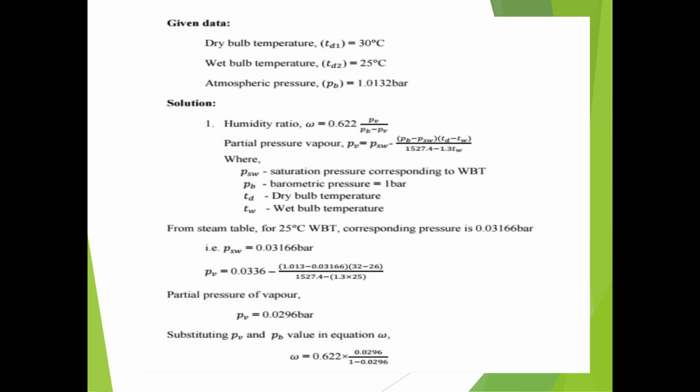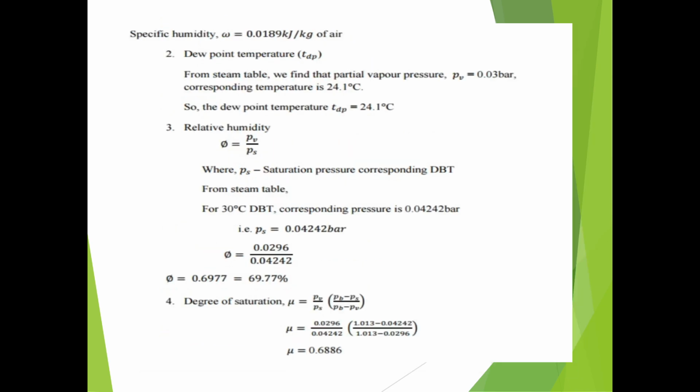Next we have to find the degree of saturation. Degree of saturation is given by mu equal to PV divided by PS, times (PB minus PS) divided by (PB minus PV). We have determined all the pressure values, that is vapor pressure, saturation pressure, and the dry bulb temperature, wet bulb temperature and atmospheric pressure. Based on the substitution, we can find the degree of saturation, that is mu is equal to 0.6886.